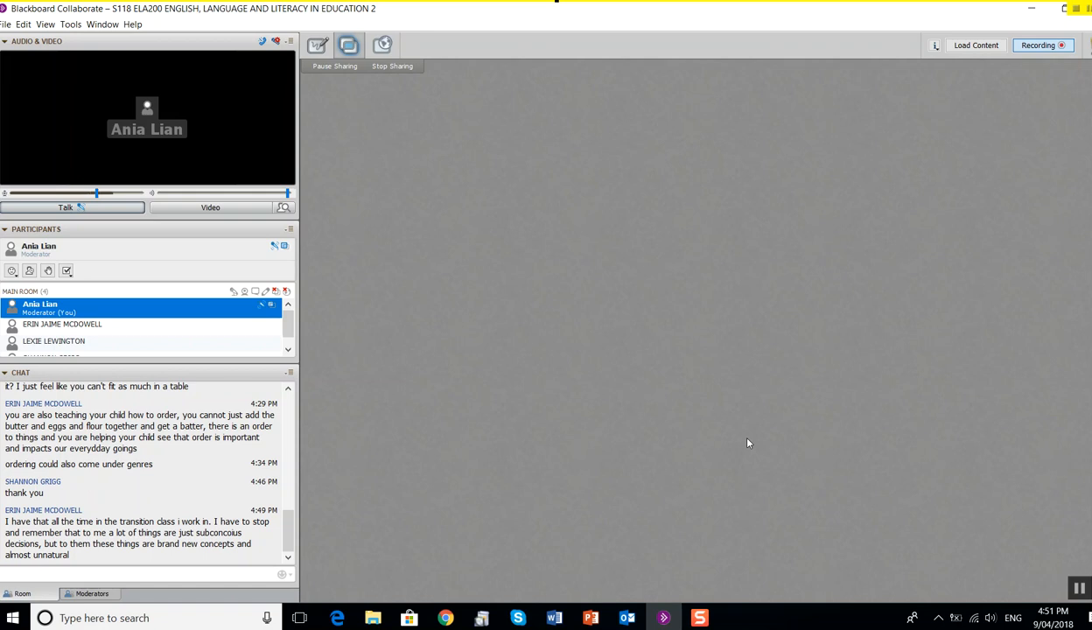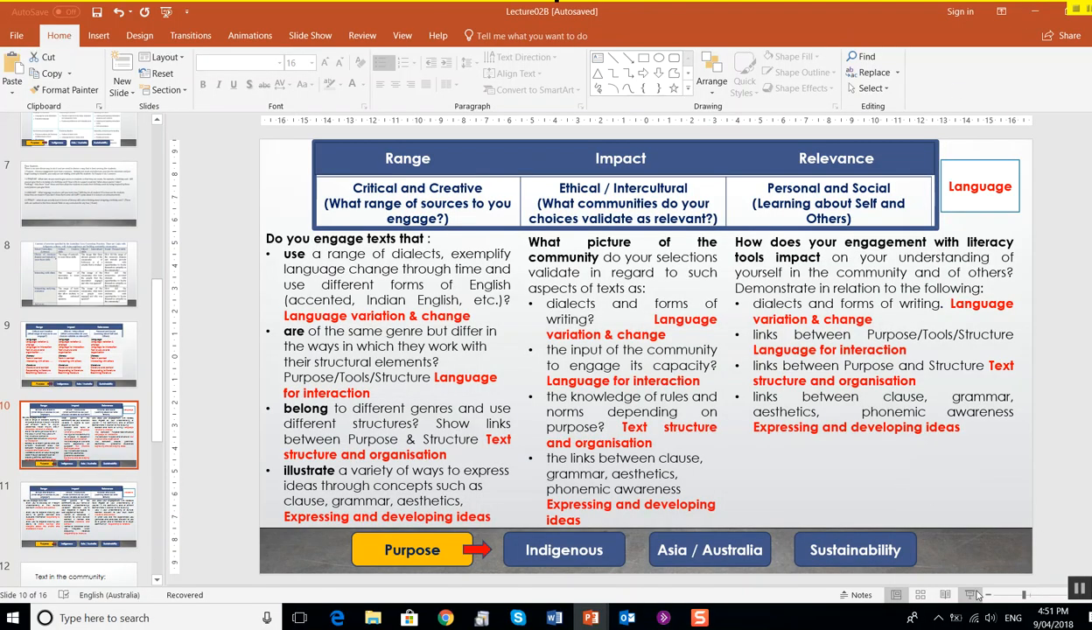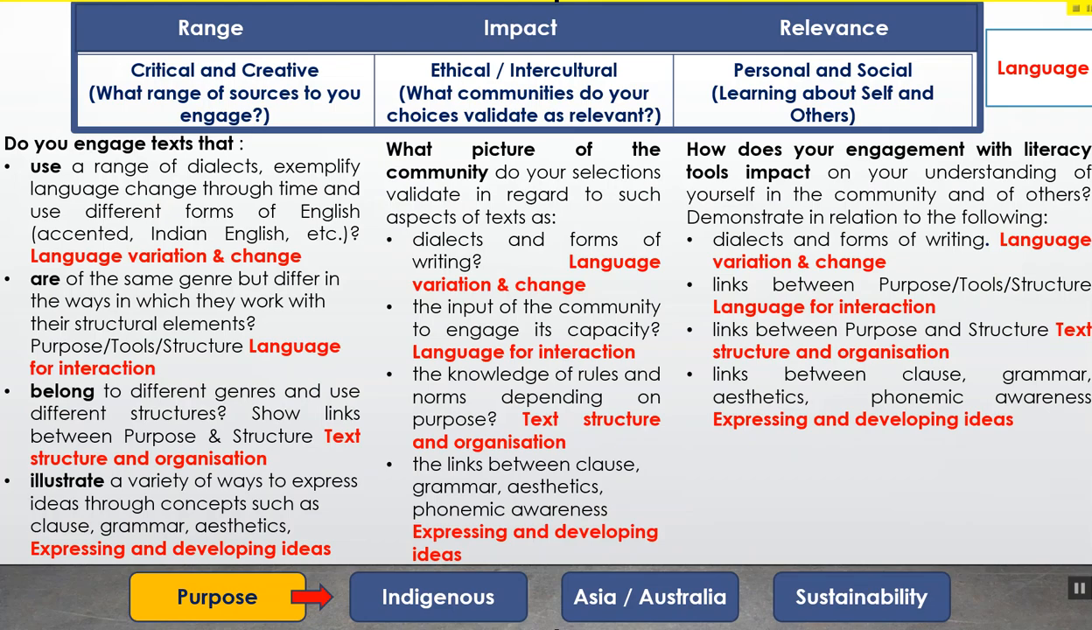So compare and contrast a range of materials, and when you also compare and contrast, you use different texts for them to see language for interaction, right? So recipes for interaction, but so is Dr. Seuss, different interaction, different tools, different structure.